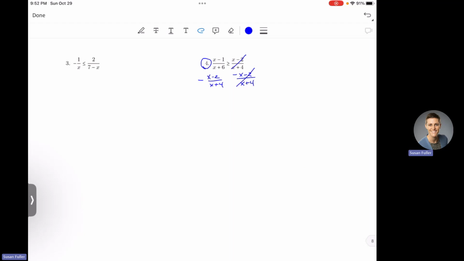When I do that, these guys are going to cancel, and I'm going to get a 0 over here. And then over here, I'm going to get x minus 1 over x plus 6 minus x minus 2 over x plus 4. And my inequality symbol stays the same because I just subtracted something from both sides. Okay, now we need to combine these fractions so that I only have a single fraction over here, which means to subtract fractions, we need a common denominator.